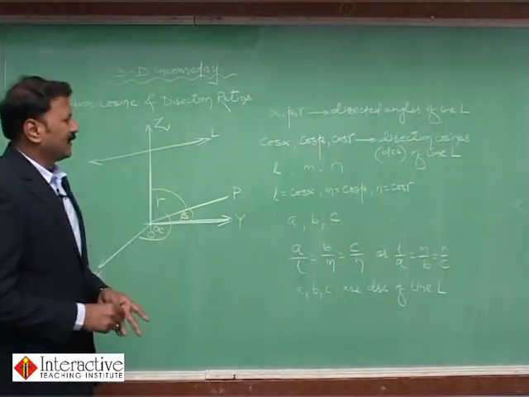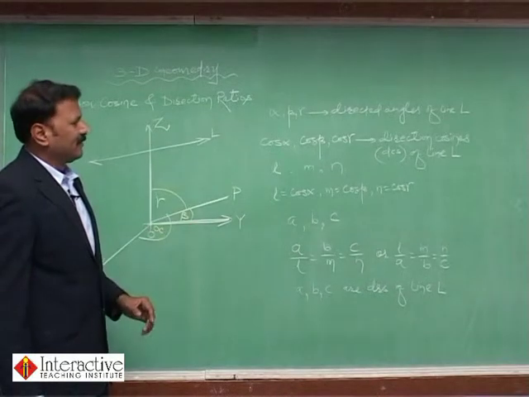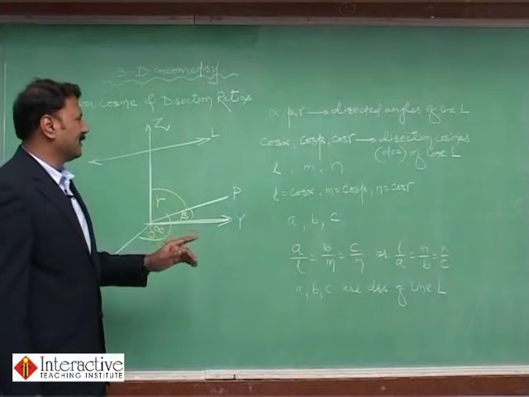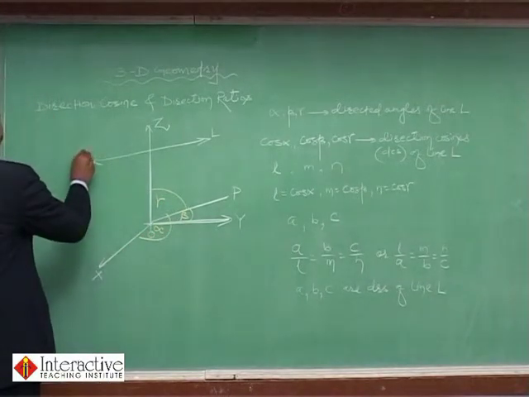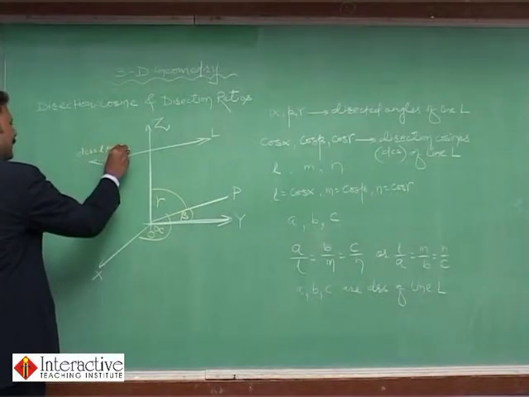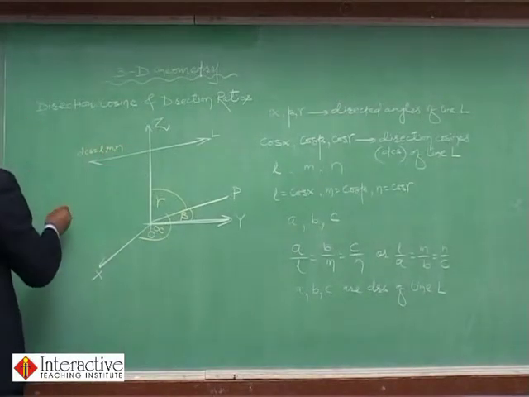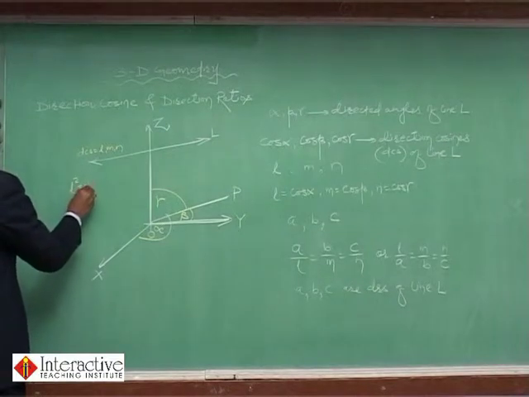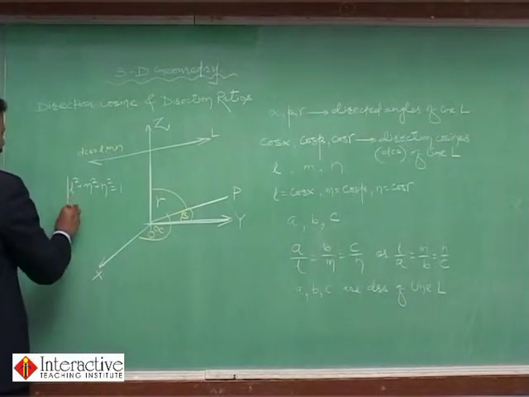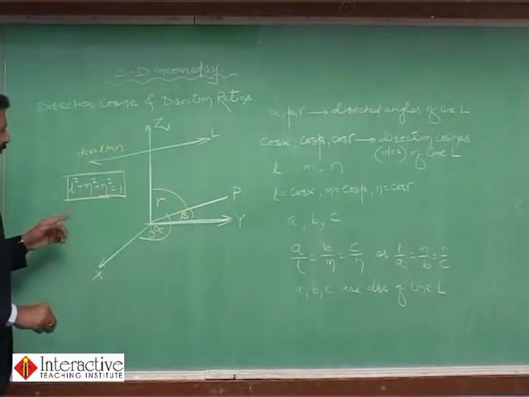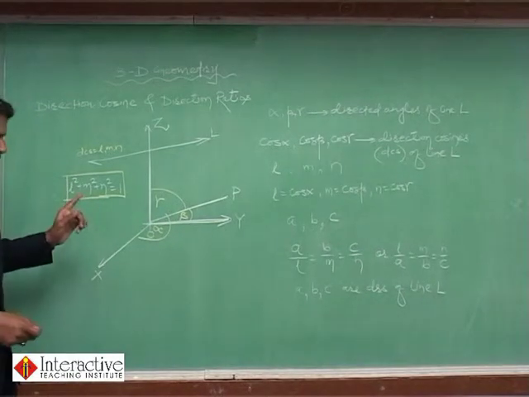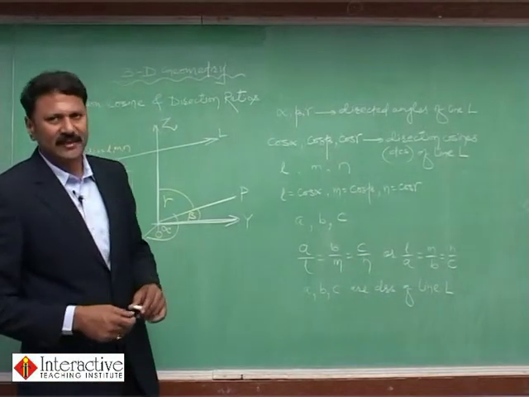Then regarding these l, m, n, there is one standard result: if l, m, n are the direction cosines of a line, then l square plus m square plus n square is always equal to 1, and this standard result we are going to prove very soon here.